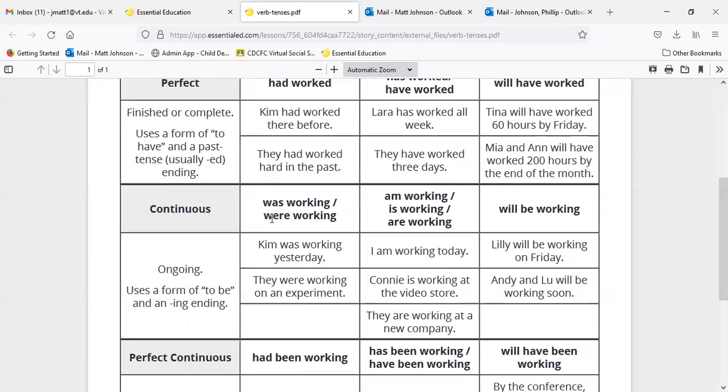In the present tense, I am working today. Okay, like if you text somebody, hey, what are you doing? I am working today. Right, they're in the midst of that action. That is an ongoing action. They're in the midst of it at the moment.